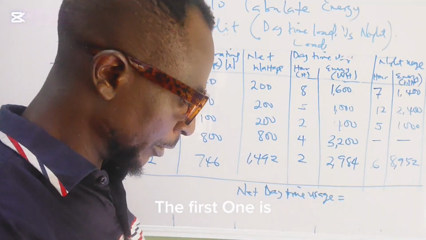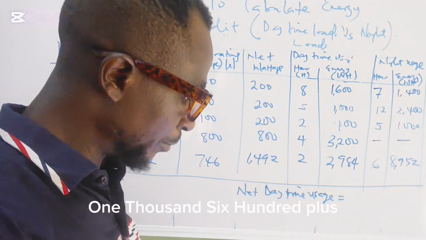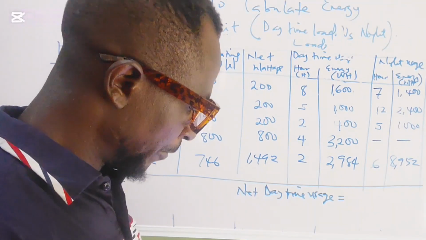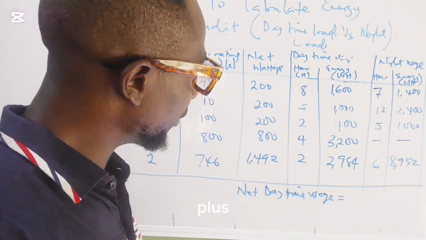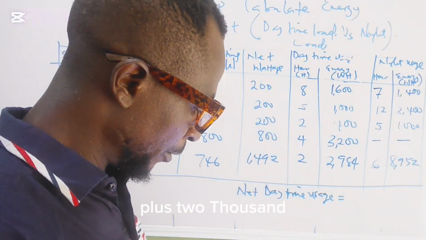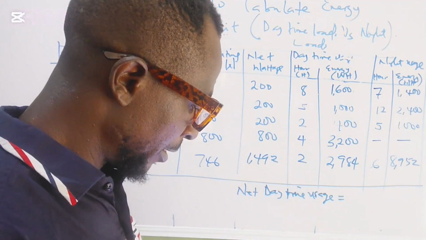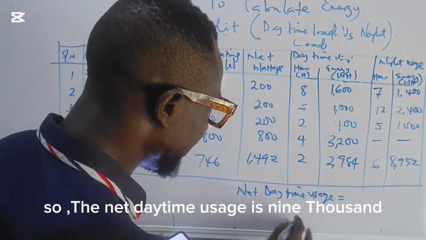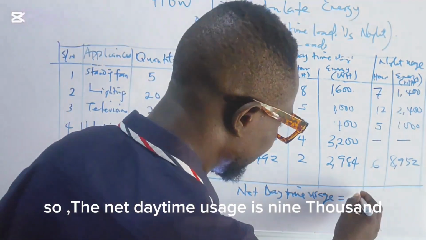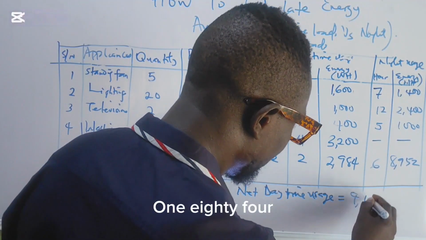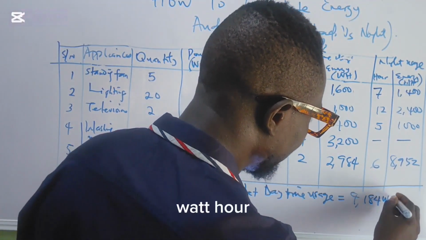The first one is 1,600 plus 1,000 plus 400 plus 3,200 plus 2,984. So the net daytime usage is 9,184 watt hour.